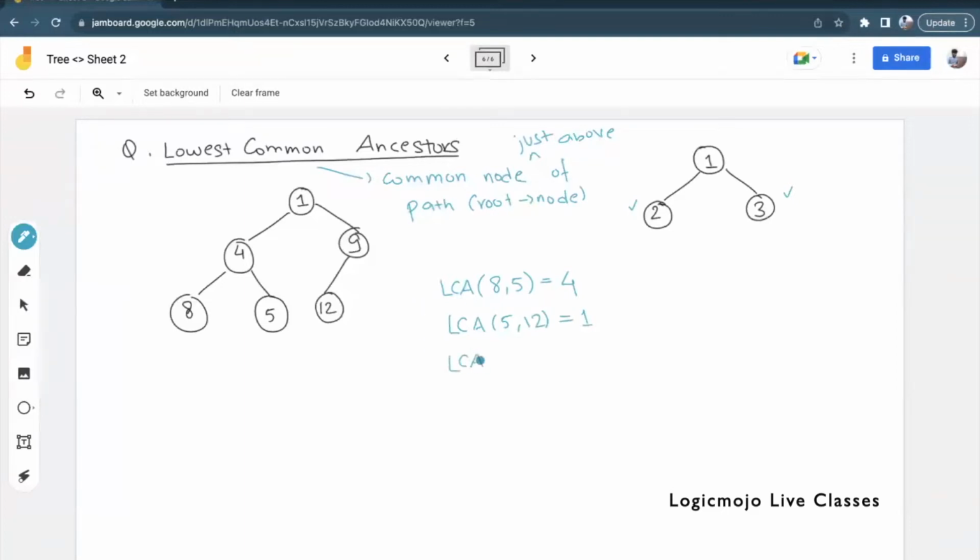Now, if someone asks you to find the lowest common ancestor of 4 and 5, for 4 and 5, the lowest common ancestor is 4 itself. Because for 5, 4 is in the path, right? 4 is in the path itself, right? So the lowest common ancestor for 4 and 5 is 4 itself. Okay, simple.